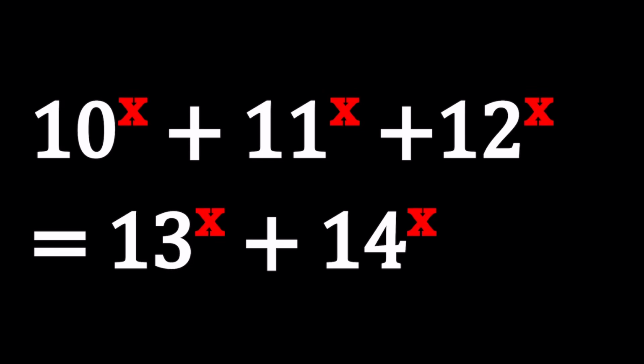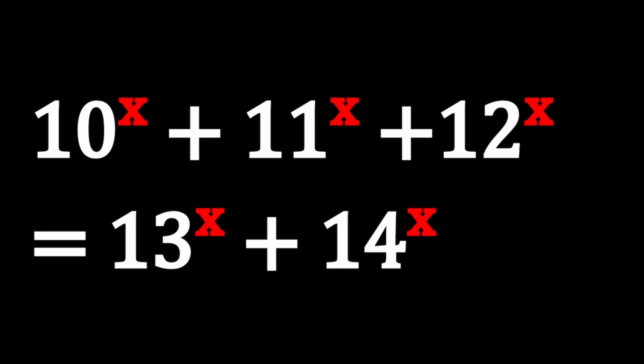Hello everyone. In this video we're going to be solving an exponential equation from 101 problems in algebra. We have 10 to the power x plus 11 to the power x plus 12 to the power x equals 13 to the power x plus 14 to the power x. So it's a pretty interesting problem because we have consecutive numbers 10, 11, 12, 13, and 14, and we're going to be looking for x values that satisfy this equation.